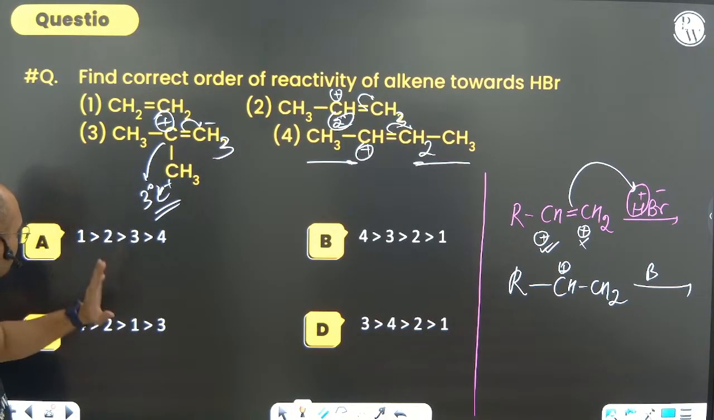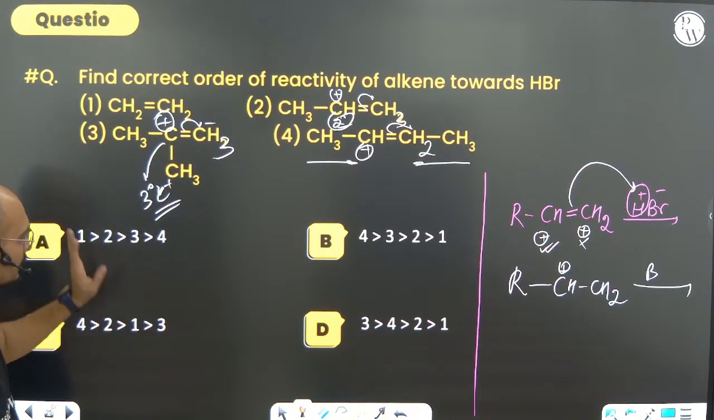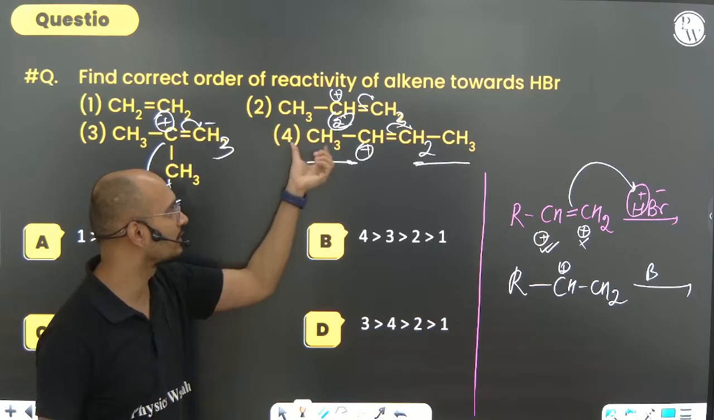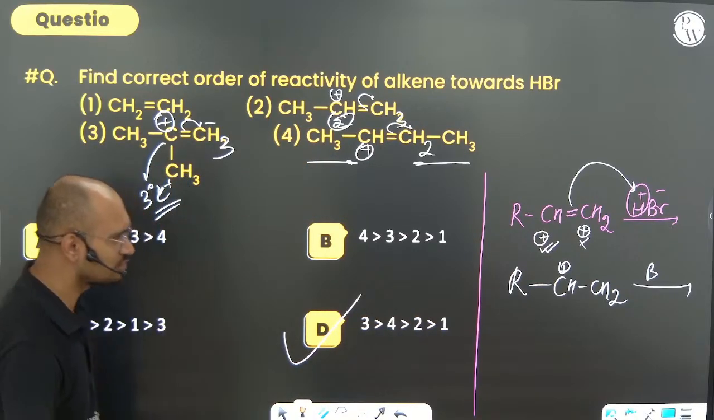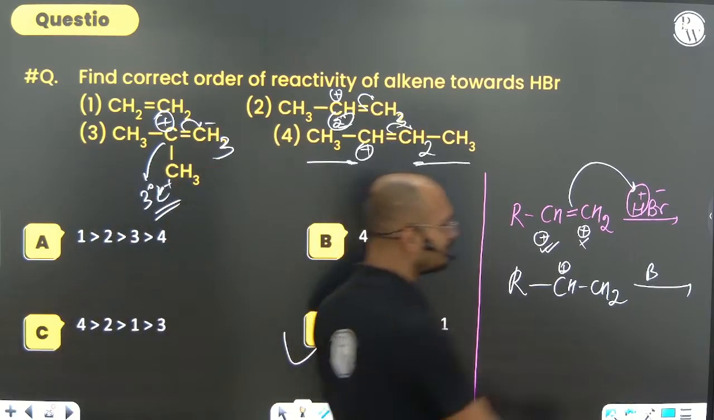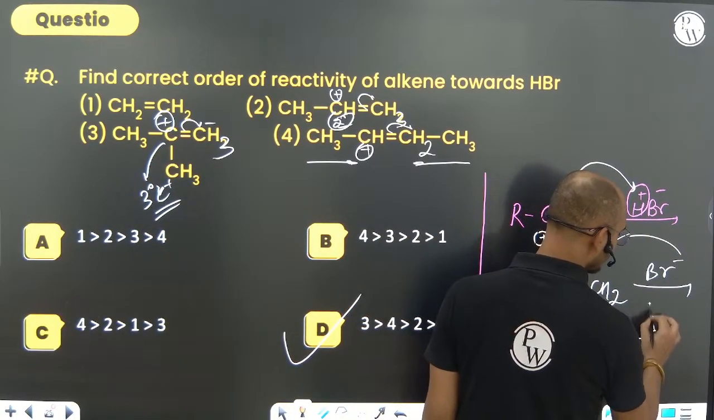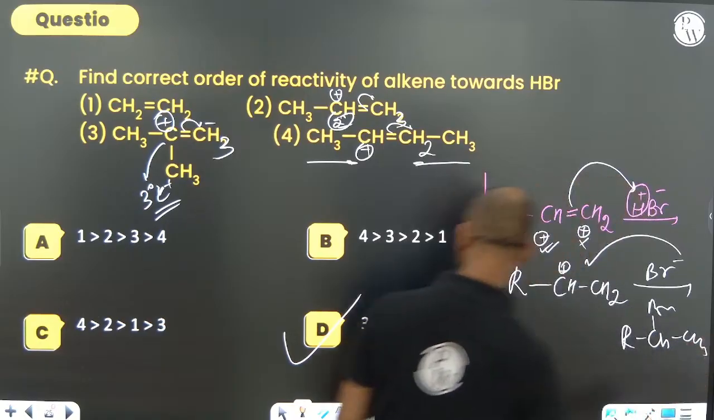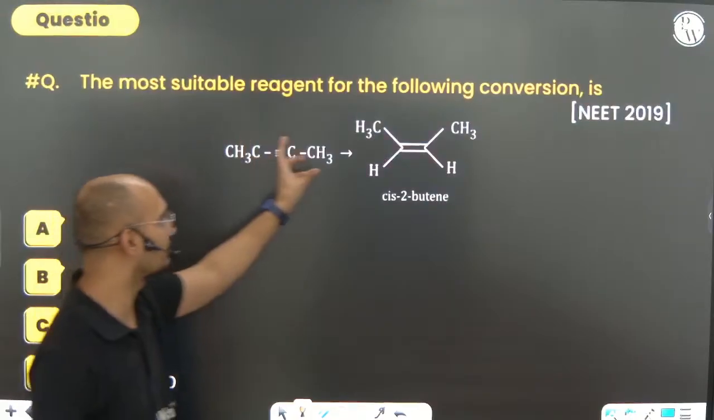Now 3 is more than 4, 3 is more than 4 is more than 2 is more than 1. Option D is the correct option without any doubt. सोचना ही नहीं है बहुत ज्यादा, डायरेक्टली अब यहाँ से Br माइनस का अटैक करा करके R CH Br CH2 बना दो. आगे बढ़ो. Next we are going towards the most suitable reagent for the following conversion.